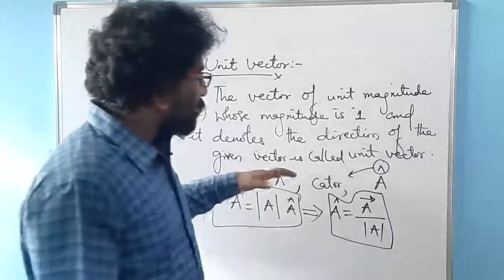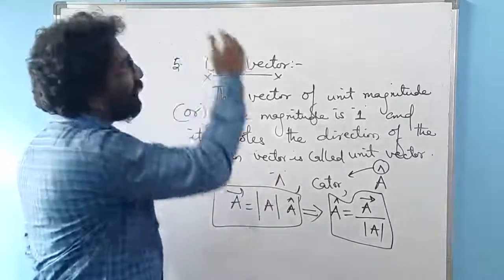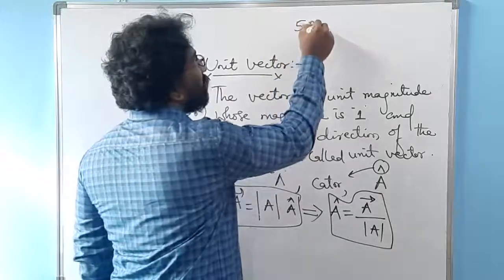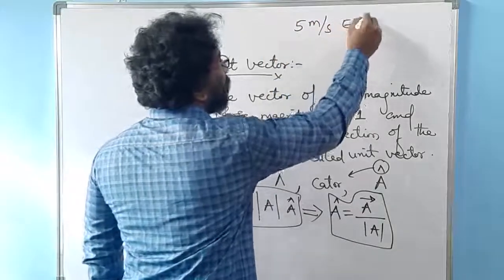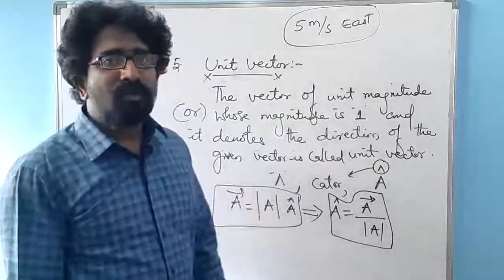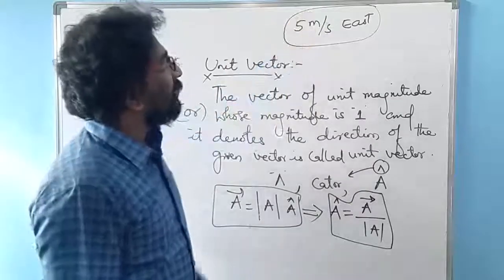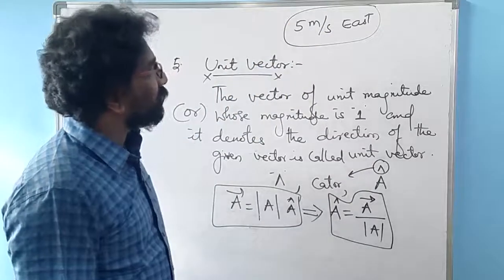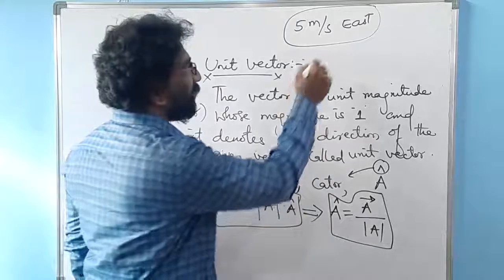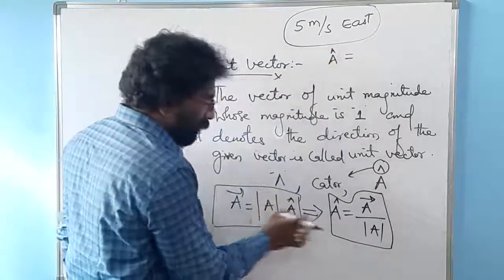So now how to understand this? Let me give you one example. See now, if a car is moving with a velocity of 5 meters per second in the east direction, how do we identify the unit vector? Let me take the vector as A, which here is the velocity.